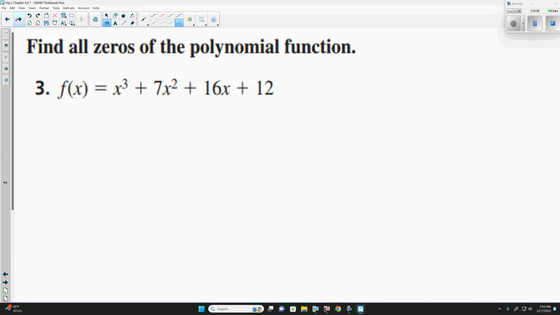x cubed plus 7x squared plus 16x plus 12. Again, we could go straight to the rational zeros, which for us here would just end up being plus or minus 1, plus or minus 2, plus or minus 3, plus or minus 4, plus or minus 6, or plus or minus 12. And then we could go through plugging each one of those in to see what our answer is. Now we don't have any fractions because the value of q is 1.